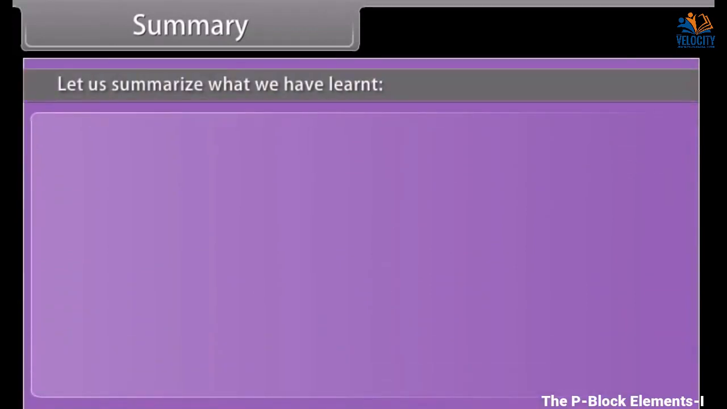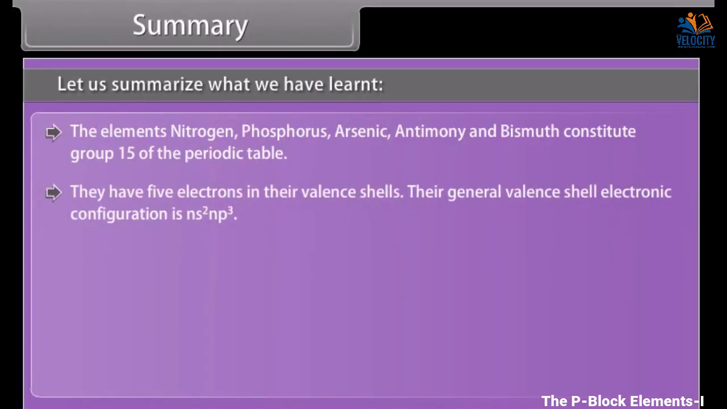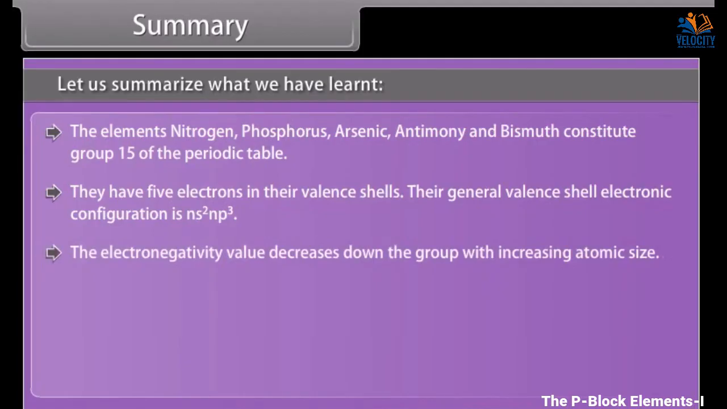Summary. Let us summarize what we have learned. The elements nitrogen, phosphorus, arsenic, antimony and bismuth constitute group 15 of the periodic table. They have 5 electrons in their valence shell. Their general valence shell electronic configuration is ns2np3. The electronegativity value decreases down the group with increasing atomic size.